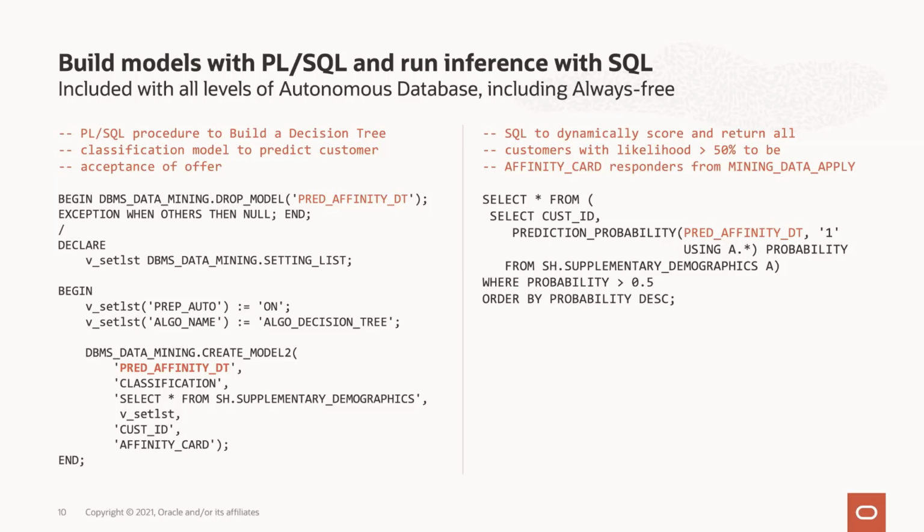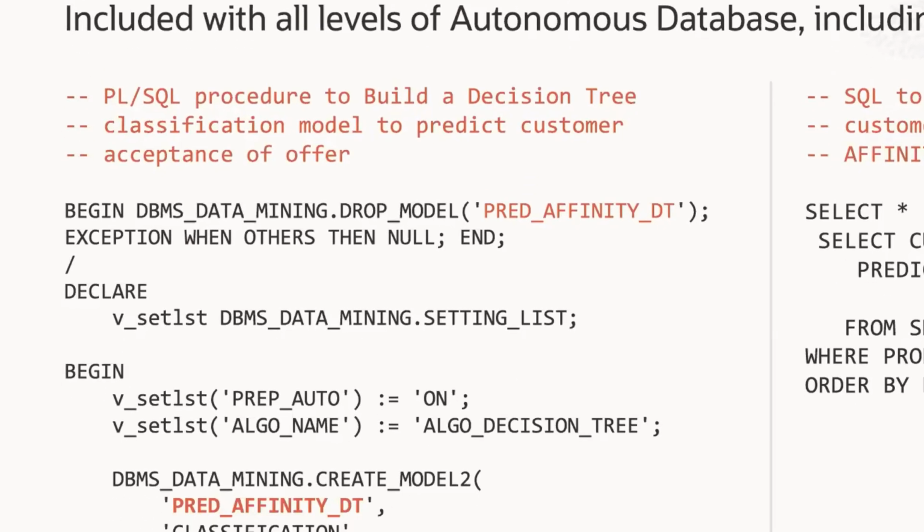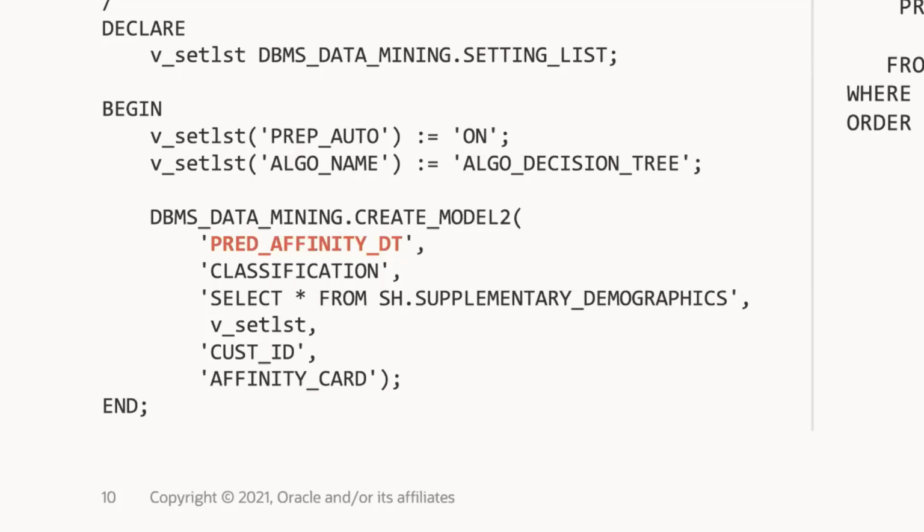On the left-hand side, you see the code. The first thing we're doing is dropping a model in case the model exists, otherwise you're going to get an error if you try to build a model with the same name as an existing model. So we drop the model with the name prad_affinity_dt, and then we create a new model. With the DBMS_DATA_MINING.CREATE_MODEL2 that you see down there, we're giving the model a unique name. That unique name is going to register that model in our database.